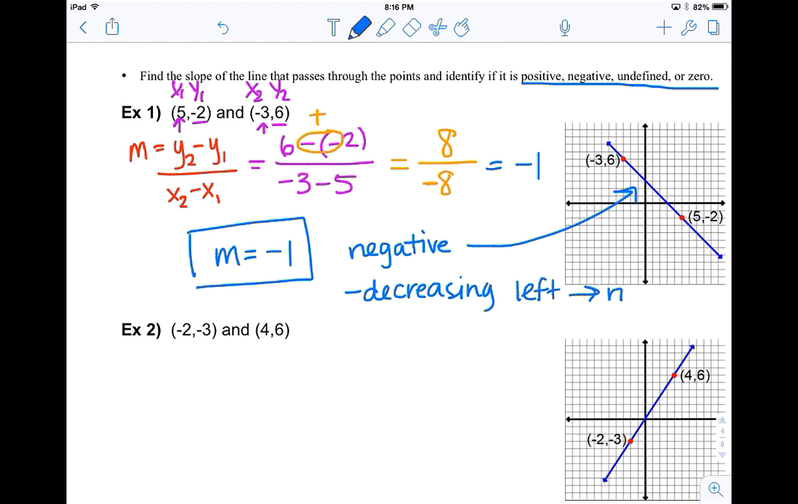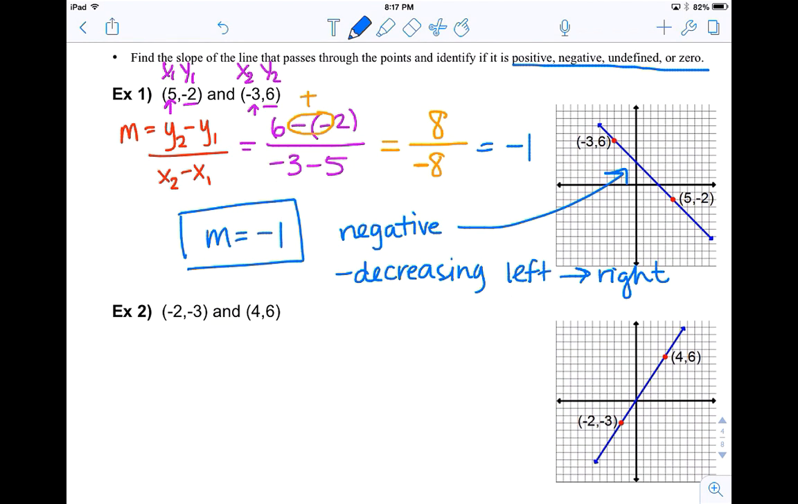So all negative slopes decrease as we move left to right across the graph. And again, that just depends on the number we get for m. Okay, so let's look at another one.